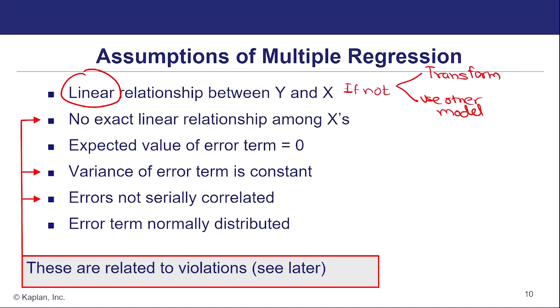That's the second assumption. The third assumption is the expected value of the residual is 0. There is no bias in our model estimation. So the model is not biased or preferring overestimation or underestimation of the Y variable. And our standard ordinary least squares approach to estimation of those coefficients ensures that the expected value of the error term is 0.